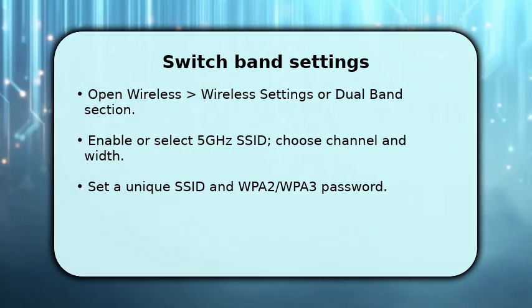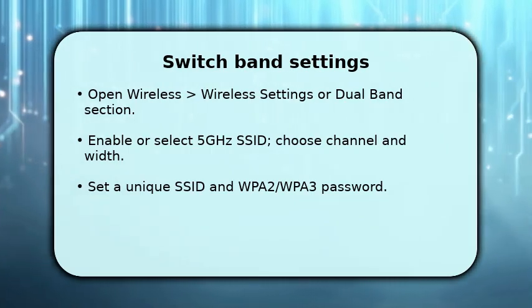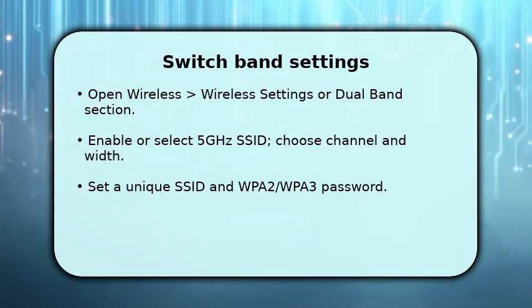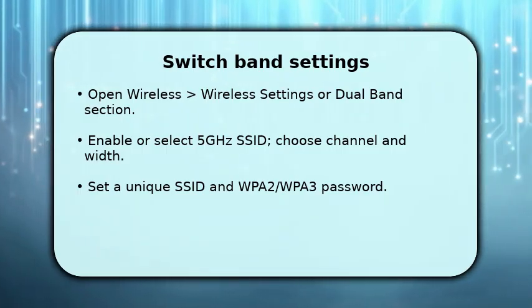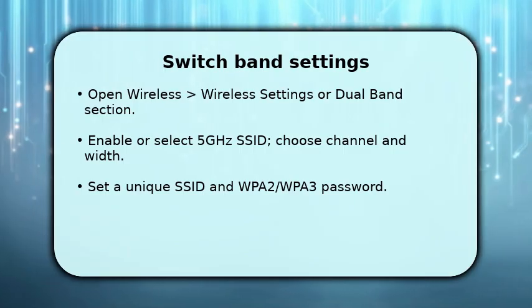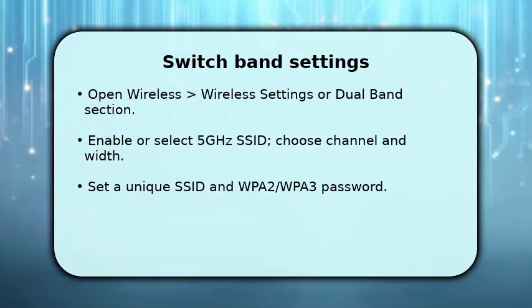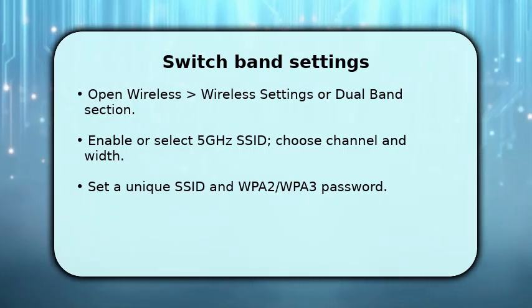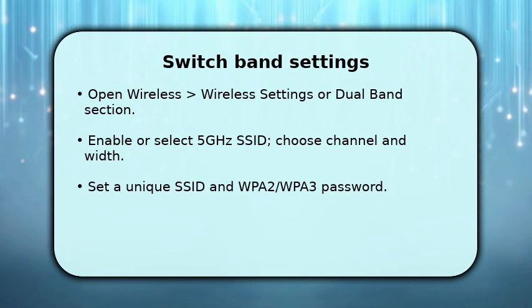Name the 5 GHz network with a distinct SSID so devices can choose it, and apply WPA2 or WPA3 security with a strong passphrase. Save settings and allow the router to reboot if prompted. This applies the new 5 GHz network.